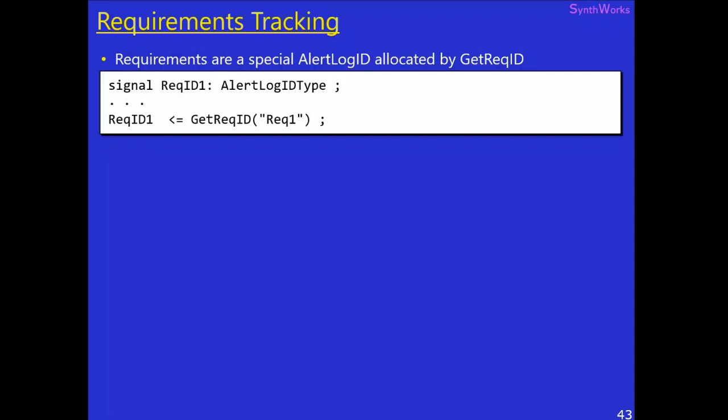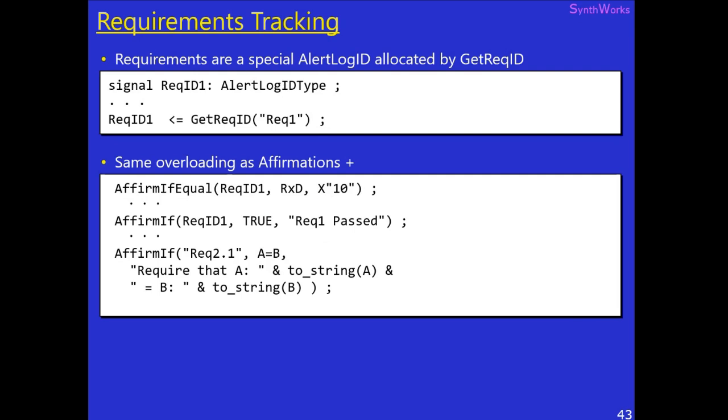Requirements in OSVVM are alerts that we create by calling get rec ID. The only difference between them is we do a little bit more tracking and more reporting with them. Then we have our affirm if equal. Affirm if equal can take a rec ID and we can check things, so we can use the same things we use for the requirements.